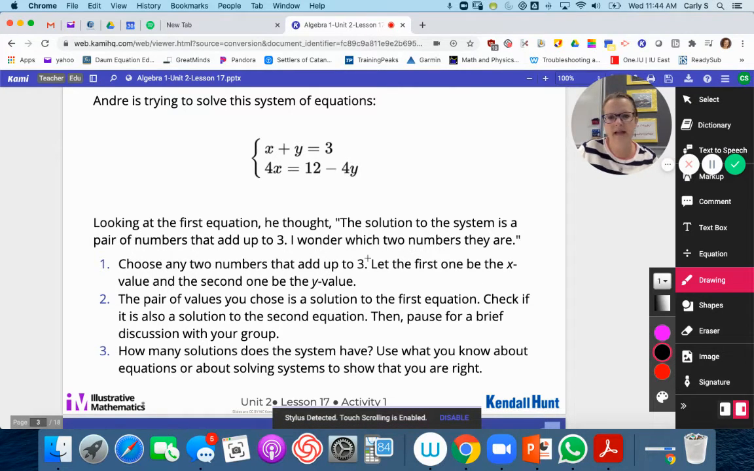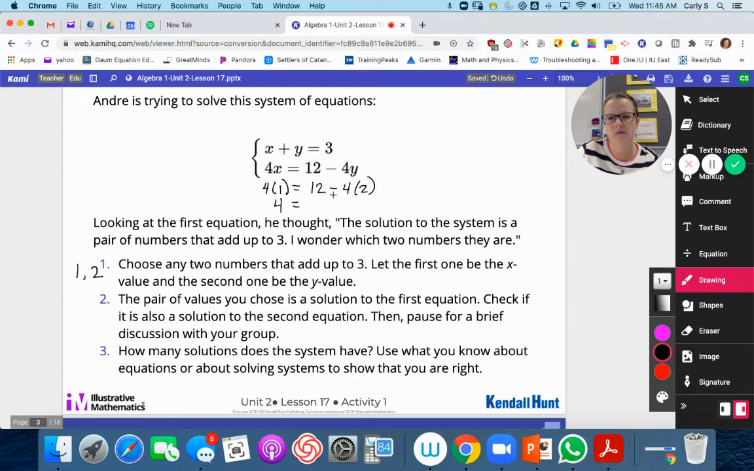Choose any two numbers that add up to 3. Let the first one be the x value and the second one be the y value. Let's do 1 plus 2 equals 3. The pair of values you choose is a solution to the first equation. That's true. Check if it is also a solution to the second equation. So 4 times 1 equals 12 minus 4 times 2. 4 equals 12 minus 8, which is 4.